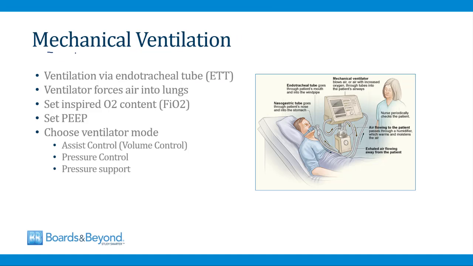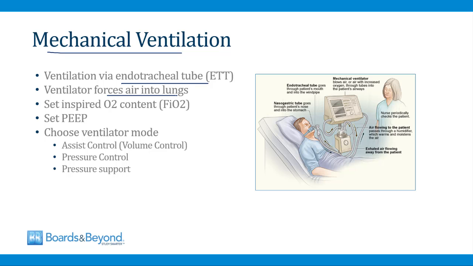So now let's talk about mechanical ventilation. Mechanical ventilation is ventilation via a machine that delivers oxygen and air into the lungs via an endotracheal tube, which means a tube that is inserted into the trachea. The ventilator machine forces air into the lungs, and this improves ventilation. It can improve oxygenation of blood and improve carbon dioxide removal.